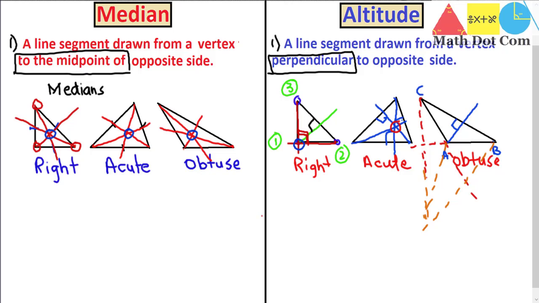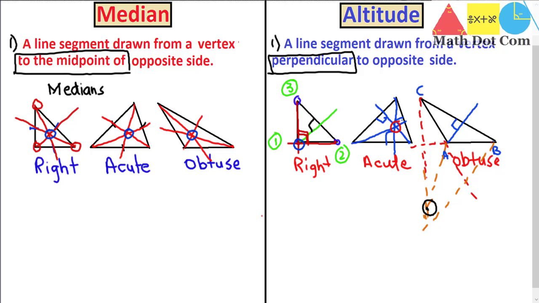I am drawing something a little bit rough, so you will see a little bit of difference. Otherwise they all meet at one point. All the altitudes should meet at one point. So the altitude should be at the right position, or should make a 90-degree angle with the opposite side. So this is how we can make the altitude.